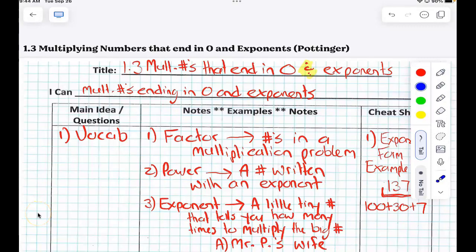Morning, Pottinger's class. Today we were working on 1.3, multiplying numbers that end in 0 and exponents. We should be able to use exponents and numbers that end in 0 to do some multiplication, right? Yes. All right, so here we go.